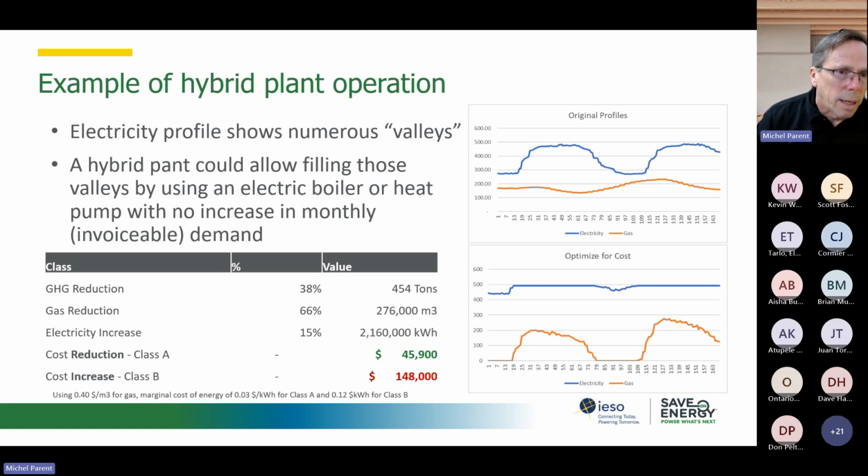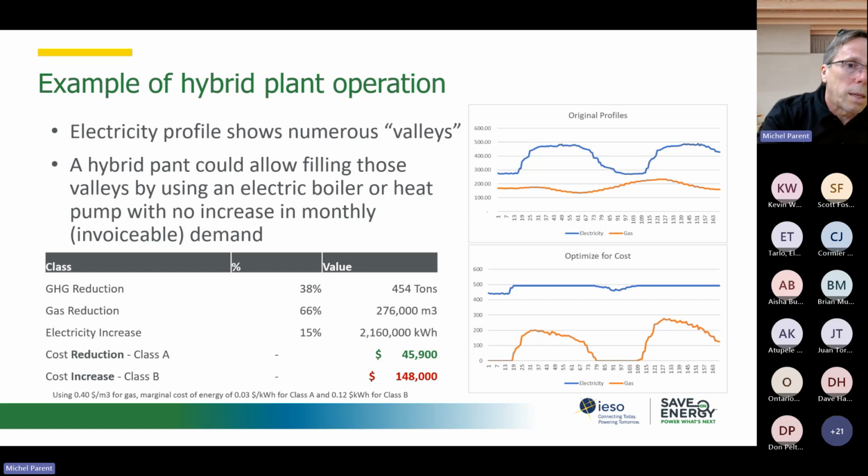And you see in this example, I did the calculation for a specific building and we had $45,000 cost reduction or $46,000 cost reduction by going to a hybrid heat pump system. Whereas for a Class B, because of the higher marginal rate, the best we could achieve with a properly controlled hybrid system was an increase in cost of $148,000. It's not always going to be an increase, but for a Class B, it will often be an increase.